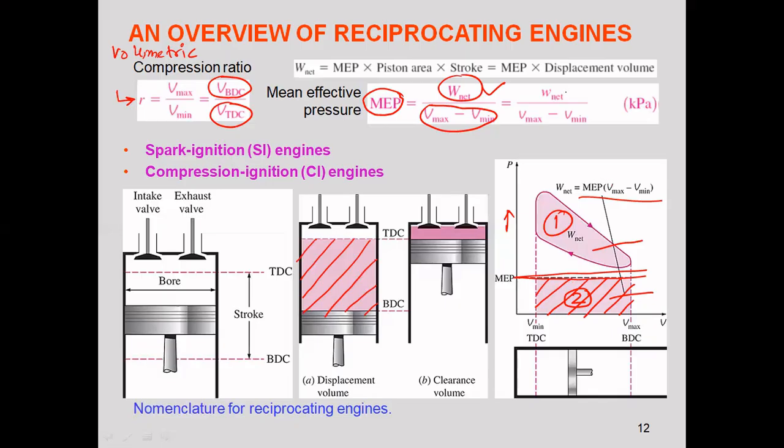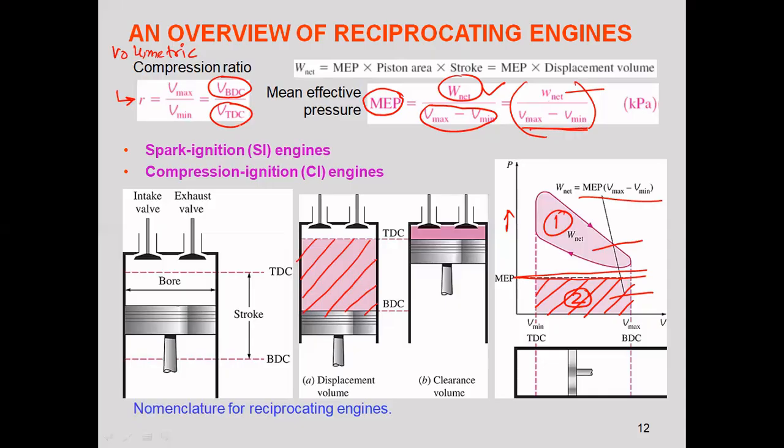So W net divided by Vmax minus Vmin, it is in terms of specific quantities: on the top you have specific work output, that is work output per unit mass, and here also it is specific volume, or volume per unit mass. So the mass cancels. This is the idea behind mean effective pressure.